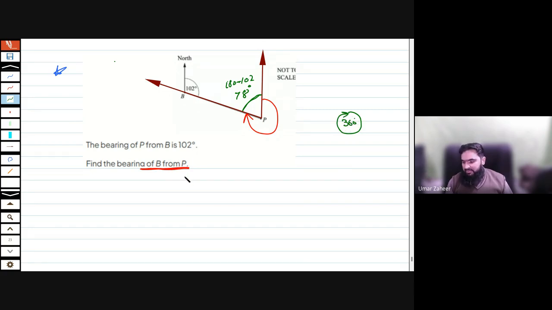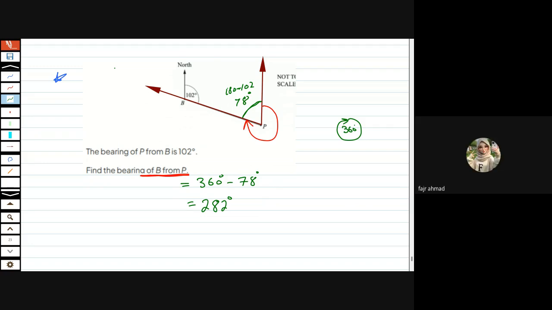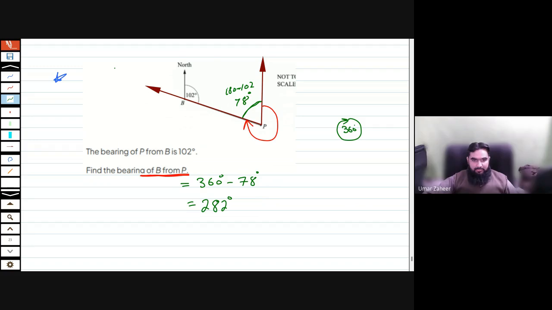We have to find the bearing. In the whole complete rotation, we are just going to subtract this angle, so we will get the bearing of B from P. So 360 minus 78, that is 282 degrees. Yes, please check that. It is correct. Yes, everybody, it is clear. All right, so let's see how to do one more question.